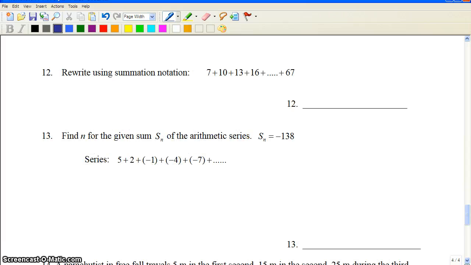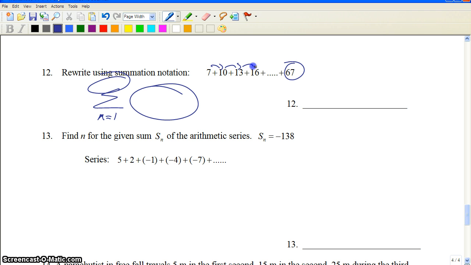Alright, now on this one, rewrite using summation notation. If you remember, summation notation has the sigma. We need to figure out the closed form, and that's what we end up writing in here. We're going to start at n equals 1, and we've got to figure out what that last term is, on where to stop on summation notation.